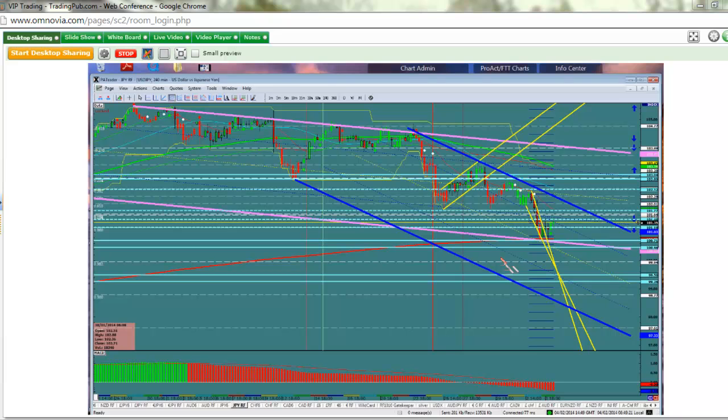Oh, that looks pretty good. Okay, so there's a 240 trend inside the day chart trend. So we're looking to come back up.